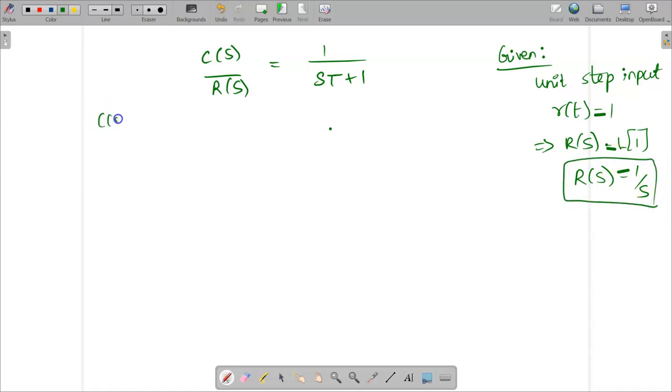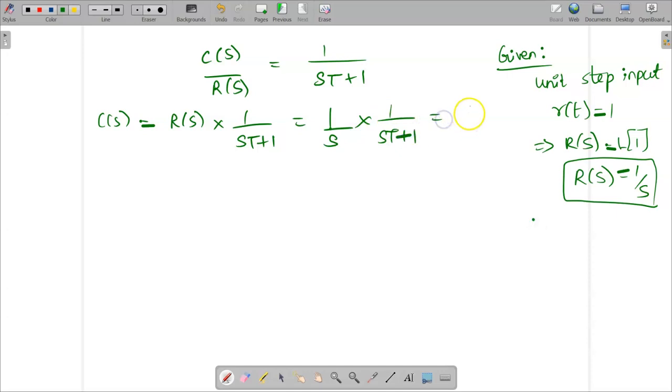Once you have determined that, you can cross multiply this term. So it is R(s) into 1 by (sT plus 1). Substitute your R(s) value. R(s) is 1 by s, so 1 by (sT plus 1), which is nothing but 1 by... there is no common denominator, so multiply both the terms. Your C(s) is now 1 by s into (sT plus 1).